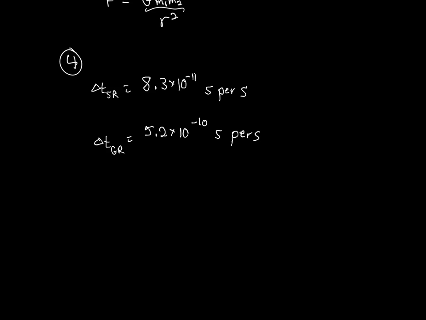To figure out these time errors, in part A, the total time error due to special relativity, I'll call it delta T SR, is equal to the time error, 8.3 times 10 to the negative 11 seconds per second. And if I want to get that time error over the course of a day, I multiply that by the number of seconds in a day. And then it'll stack up all the little uncertainties. So how many seconds are in a day?